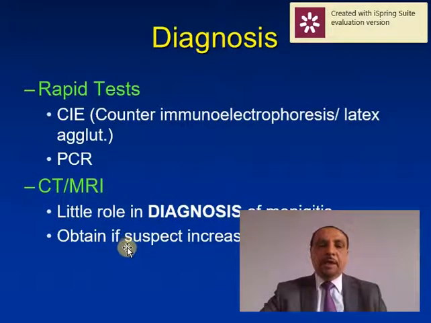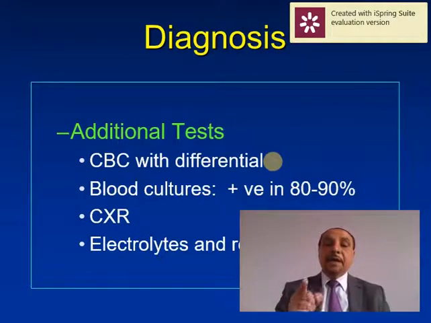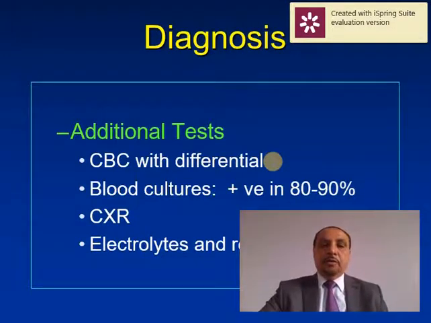CT and MRI are of little role in the diagnosis of meningitis, so obtain them if you suspect increased intracranial pressure. Additional tests: the CBC and differential will show whether it is going with bacterial or viral meningitis. Blood cultures are positive in 80 to 90%, so it's very important to do blood culture, especially if you fail to do a lumbar puncture. Chest X-ray is sometimes needed, and electrolytes and renal function also.